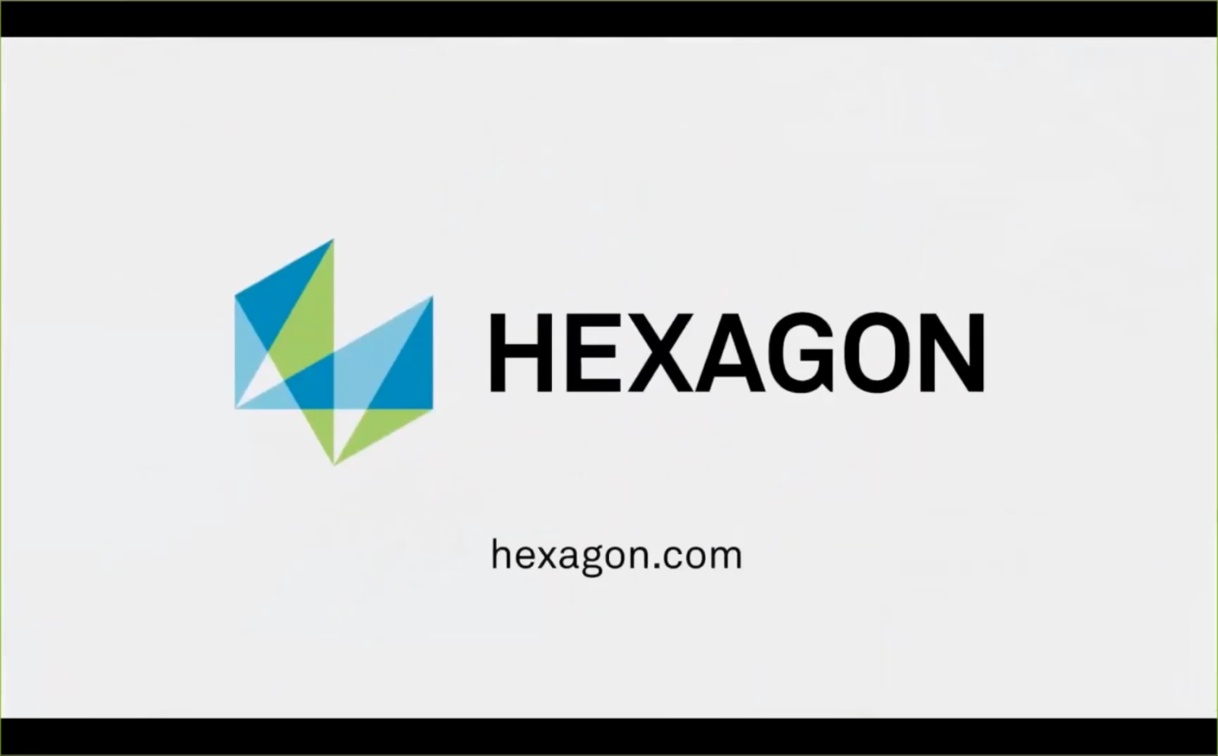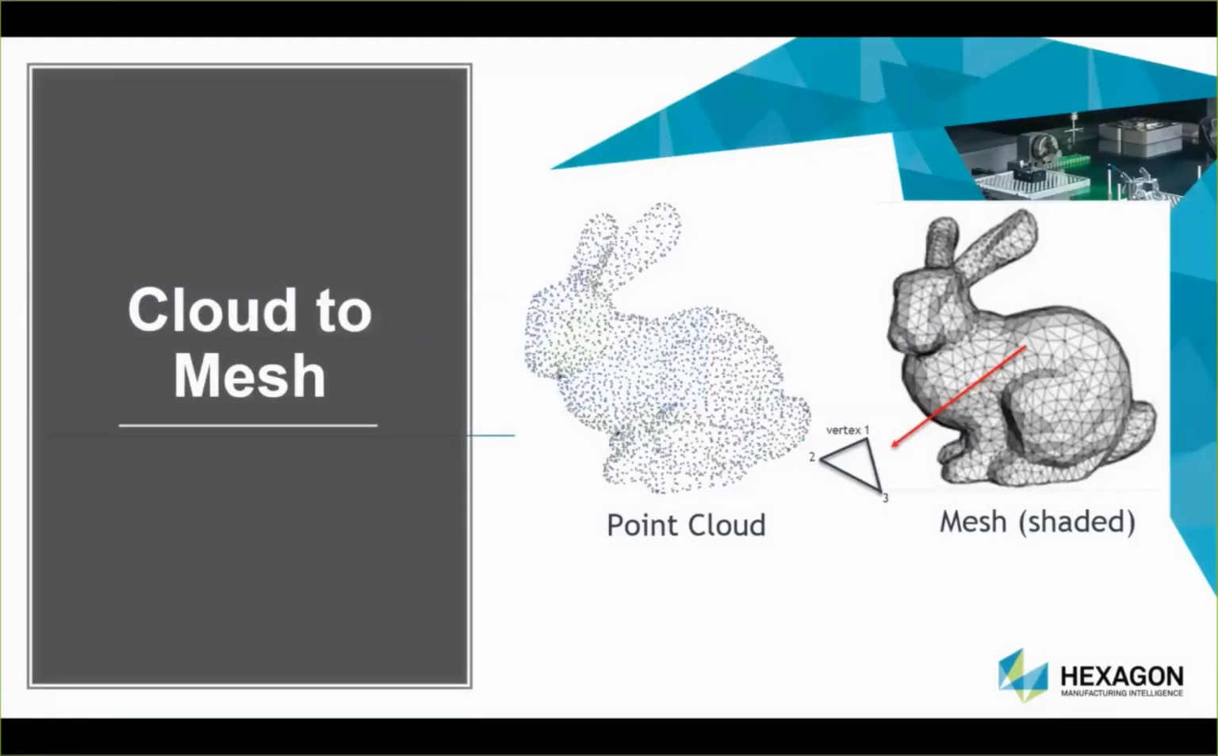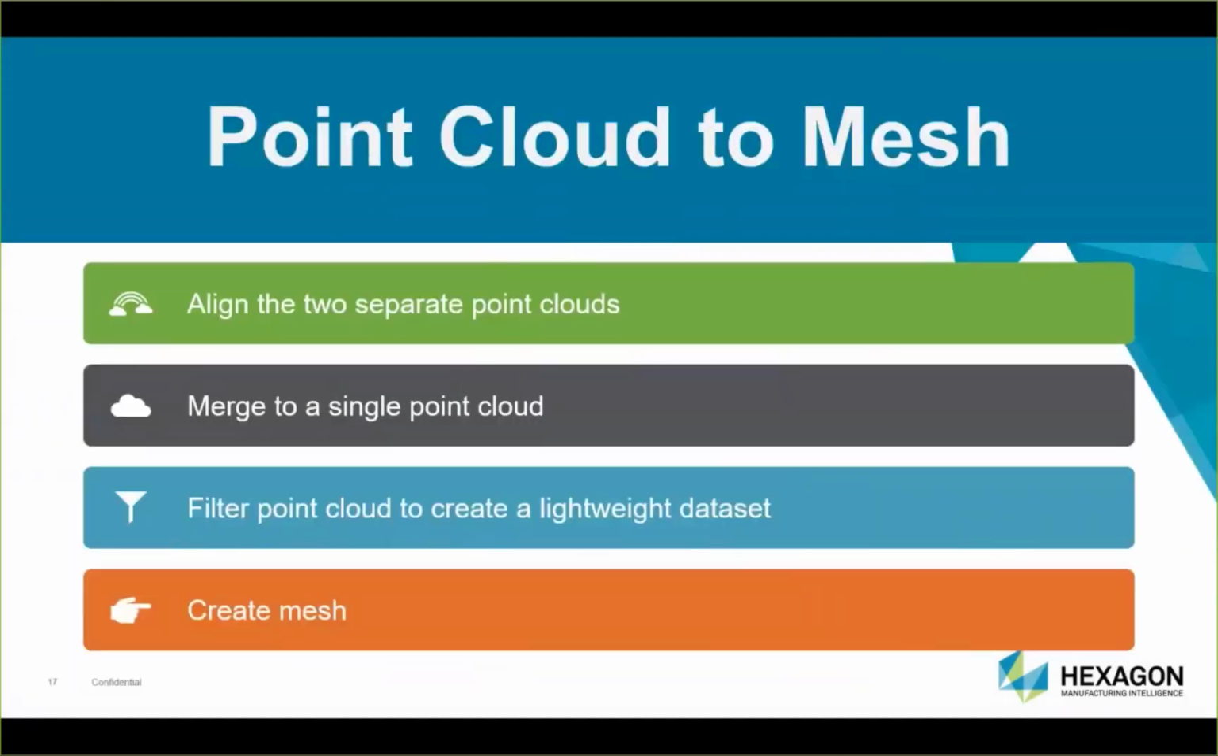Okay, so that was our data acquisition step. We did probing of the clipping plane, and then we did 2 scans. So that takes us to our next step. We've got 2 point clouds, and we need to convert them into a nice quality mesh that we can use for all of our reverse commands. So what I'll do in this next step is to align the 2 separate point clouds so they are one, merge them together. I'll do a filtering operation to make sure we have a nice lightweight data set, and then I'll create the mesh.